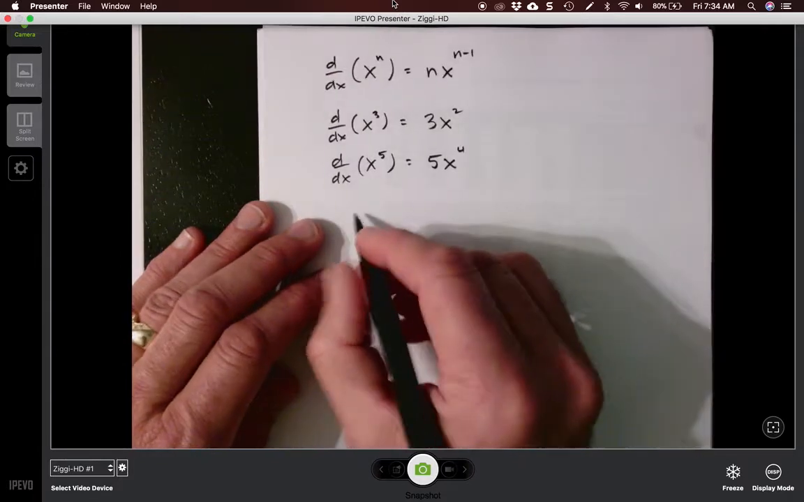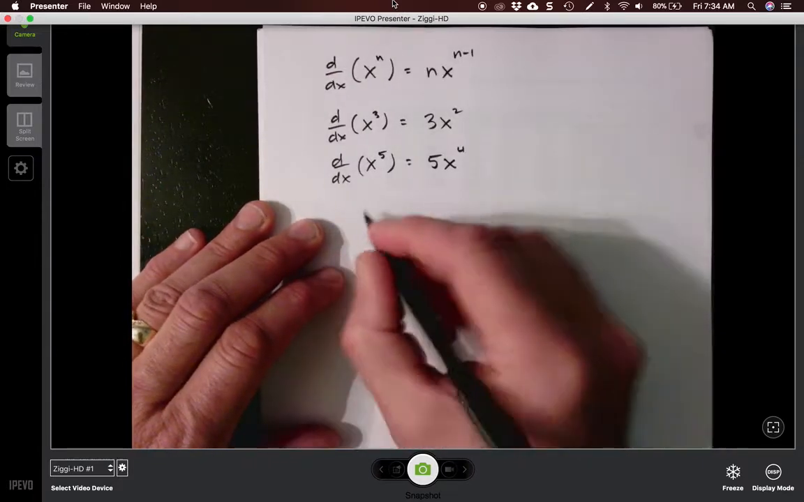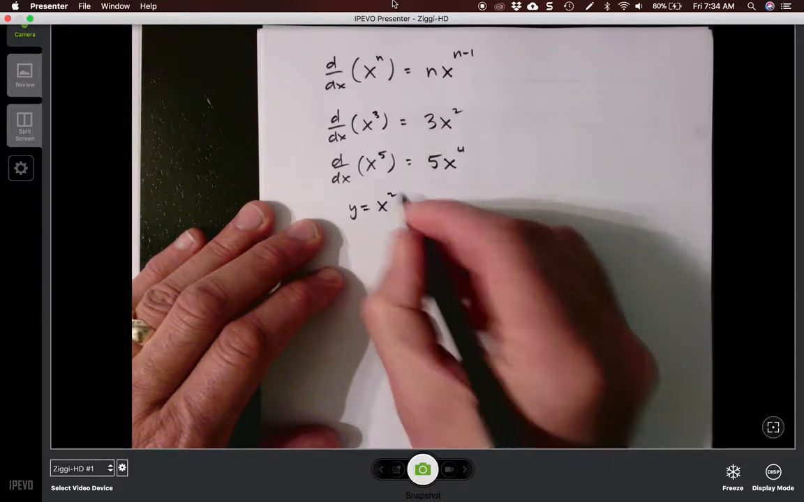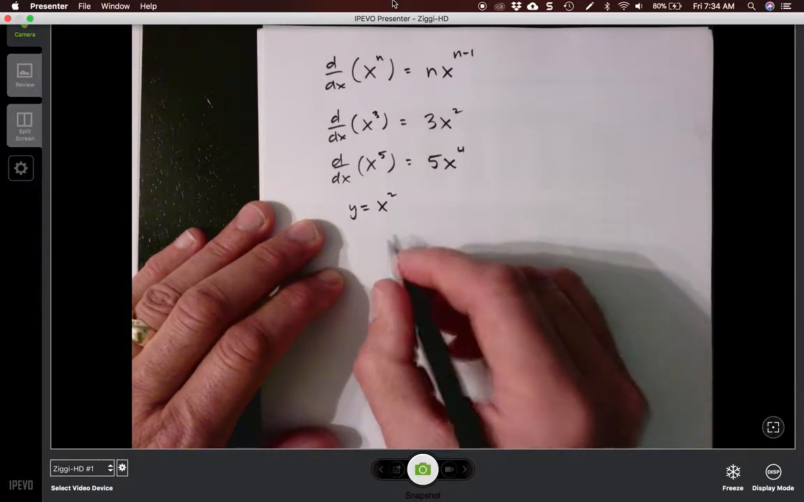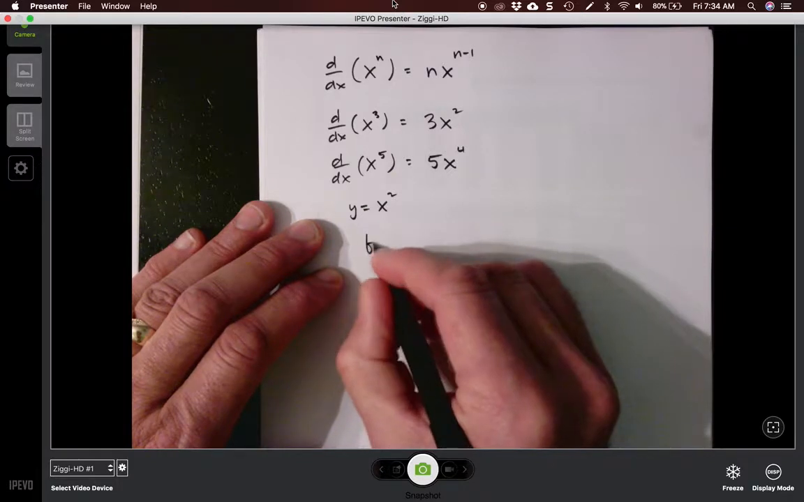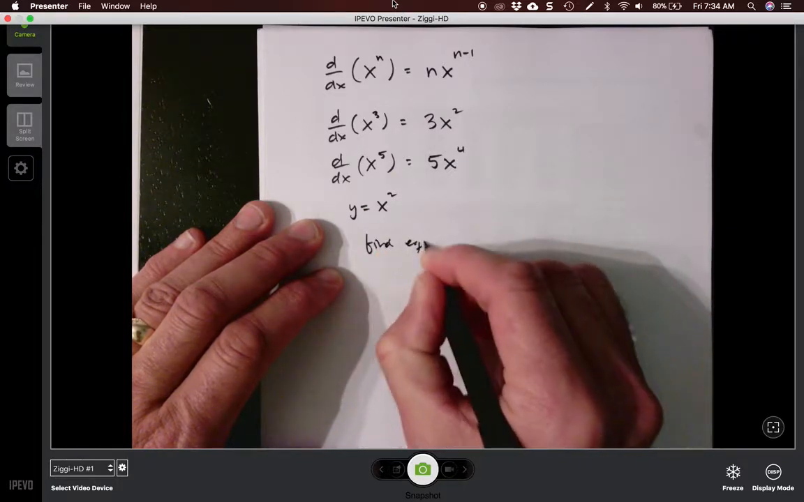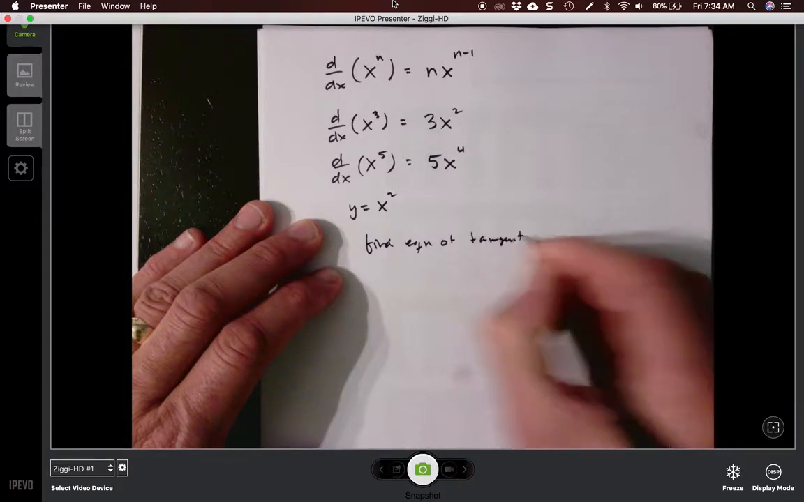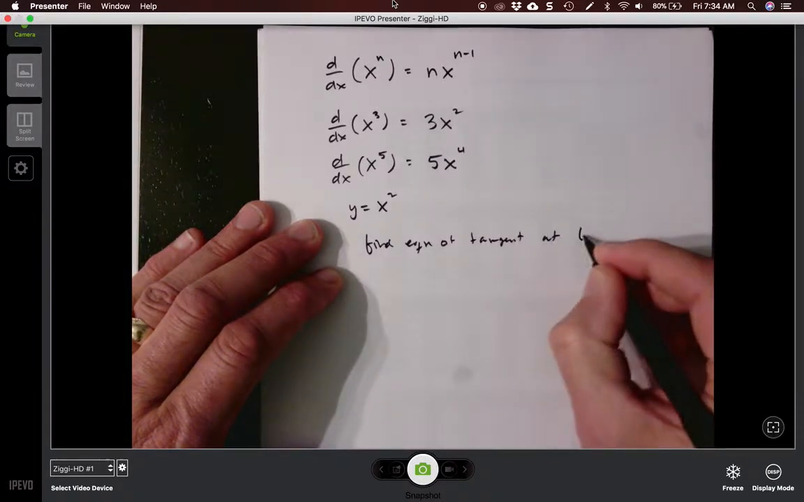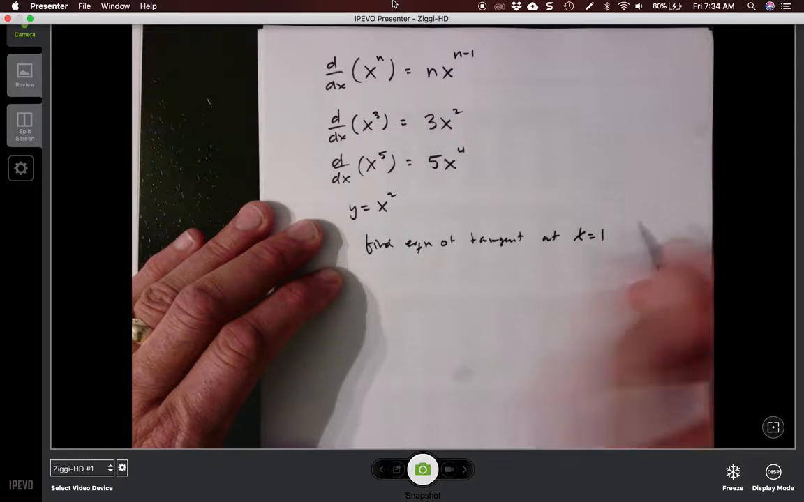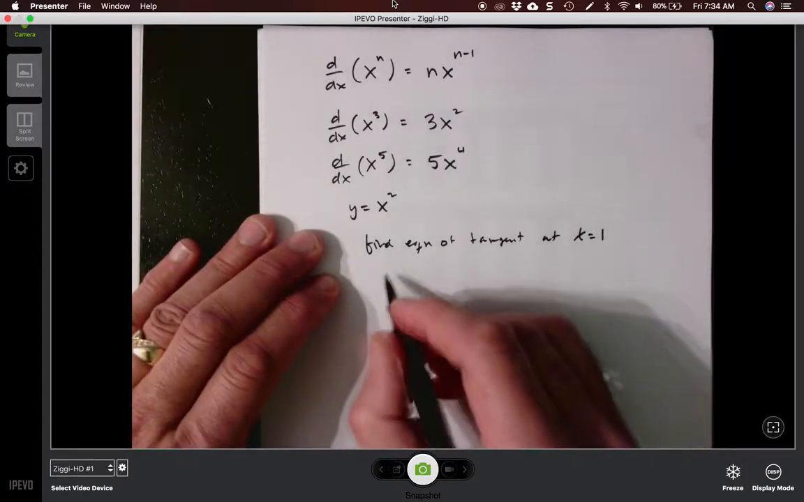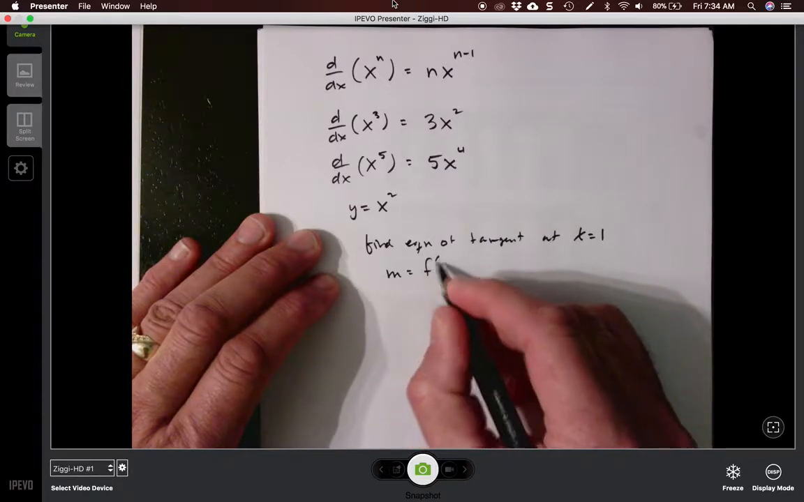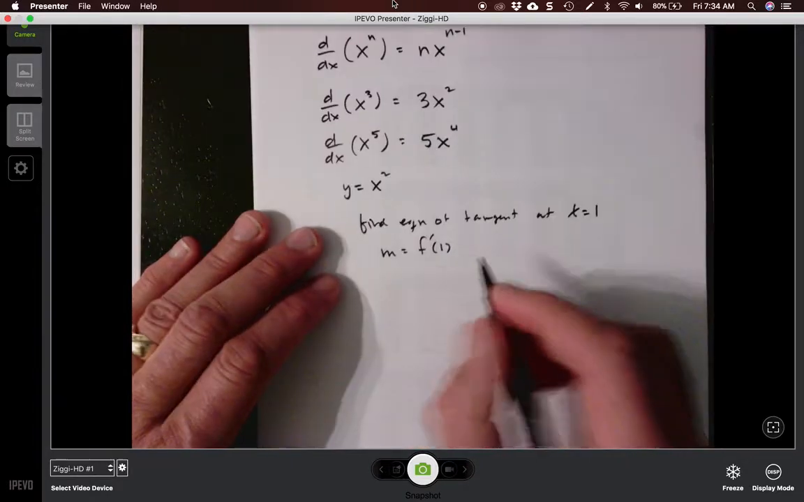So if I wanted to know, let's say, you've got the graph of y equals x to the second power. And the question is maybe find the equation of the tangent line at x equals, let's say, 1. So I know the first thing I need to do is find the slope. The slope is going to be the derivative of the function at 1.